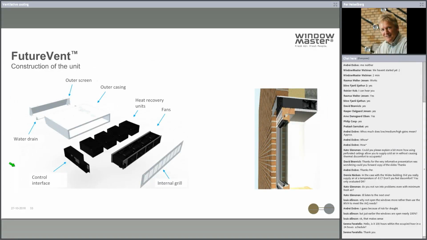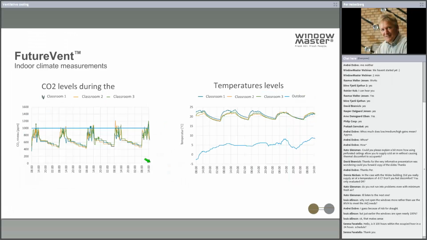So yeah, this is a unit. If you are more interested, I can tell you more about this, but there are some fans inside it, there are some heat recovery units here, and there are some internal and external grills as well.